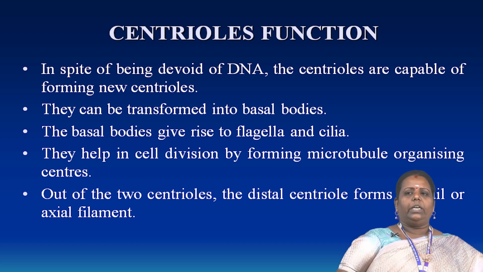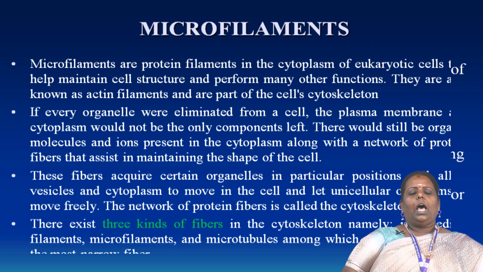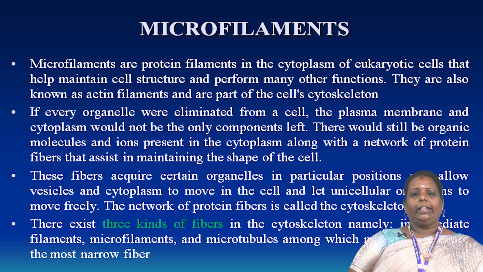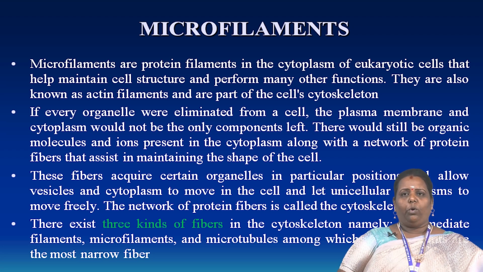Out of the two centrioles, the distal centriole forms the tail region, and the other forms the axial filament. Microfilaments and protein filaments are also made up of cytoplasm in the eukaryotic cell and help to maintain the cell structure and perform many other functions. These are also known as actin filaments. Actin is a protein and is part of the cell's cytoskeleton. It gives the cell its definite structure.